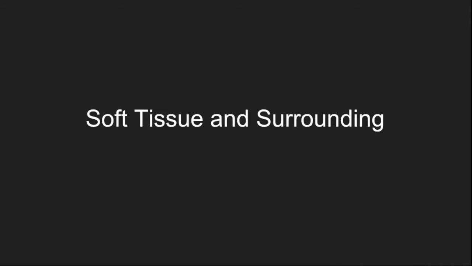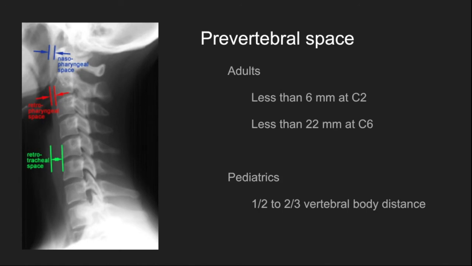Lastly, in the lateral view, we look at the soft tissue and surrounding structures. The prevertebral space represents the soft tissue anterior to the vertebral bodies. It is narrow above the level of C4 and widens as it descends. Widening of this space could indicate a hematoma from a fracture not visible on the image.